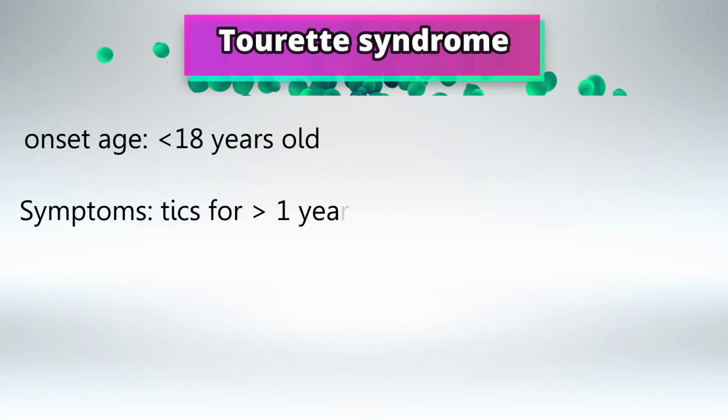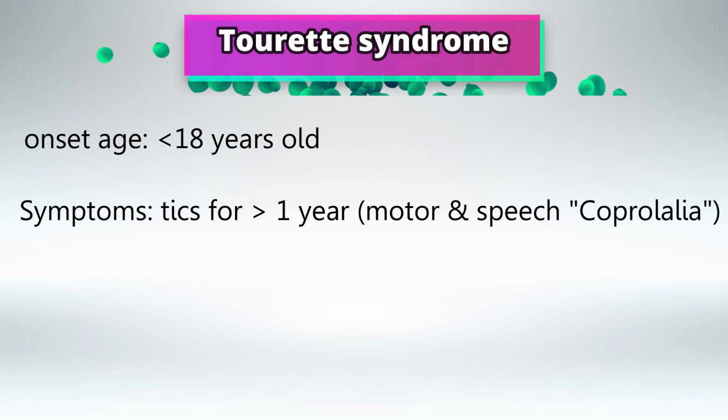Now let's talk about Tourette syndrome. So Tourette syndrome usually starts before the age of 18, and the symptoms will persist for more than 1 year. And they would have the classical tics for Tourette syndrome. They can be motor, as sudden random jerking of some muscle, or lingual, which is also called coprolalia if the patient was screaming random words, especially curse words randomly.